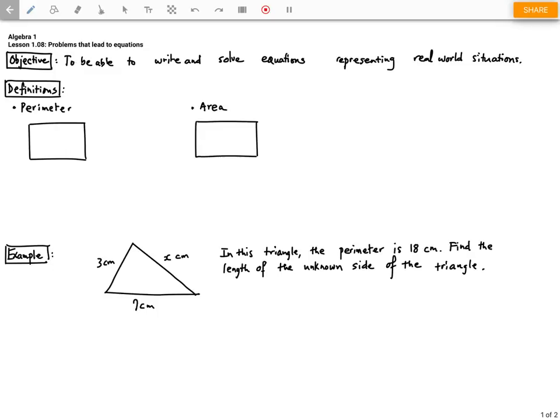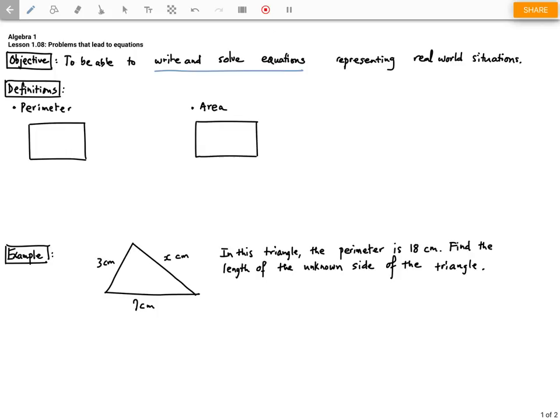Hello again. Welcome to Algebra 1, Module 1, Lesson number 8, Problems that lead to equations. The objective for this lesson is to be able to write and solve equations representing real-world situations. Let's first start out by examining some definitions.